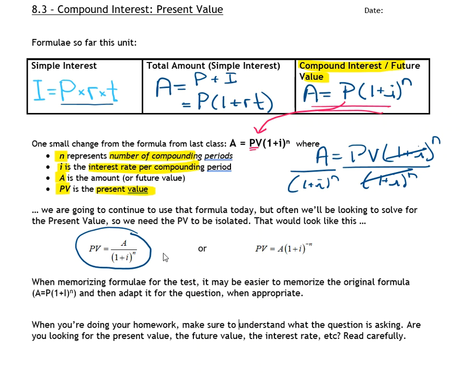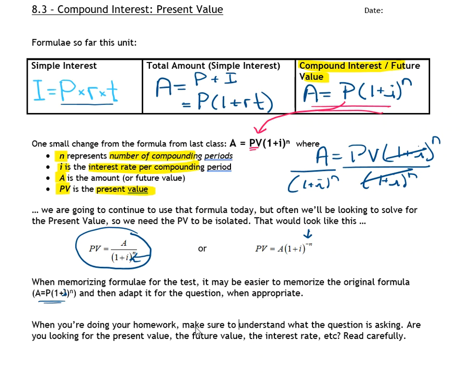Or if you don't like the fraction, you could take the whole denominator and make the exponent a negative and move it up like that if you want to. When memorizing the formula for the test, it may be easier to memorize the original formula. This is supposed to be lowercase I here. This is the only one I have memorized, and I just rearrange it whenever I need to. If I'm isolating for P, I rearrange it. But you can memorize all of them if you want.